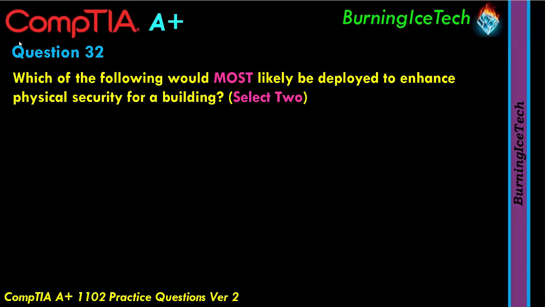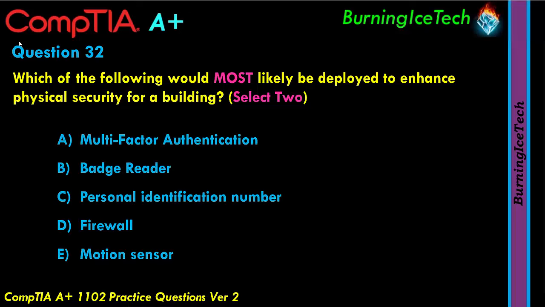Question 32. Which of the following would most likely be deployed to enhance physical security for a building? And you'll notice we have to choose two. So we've got to choose two things here. It needs to enhance security, but it's specifically physical security. Keep that in mind, folks.